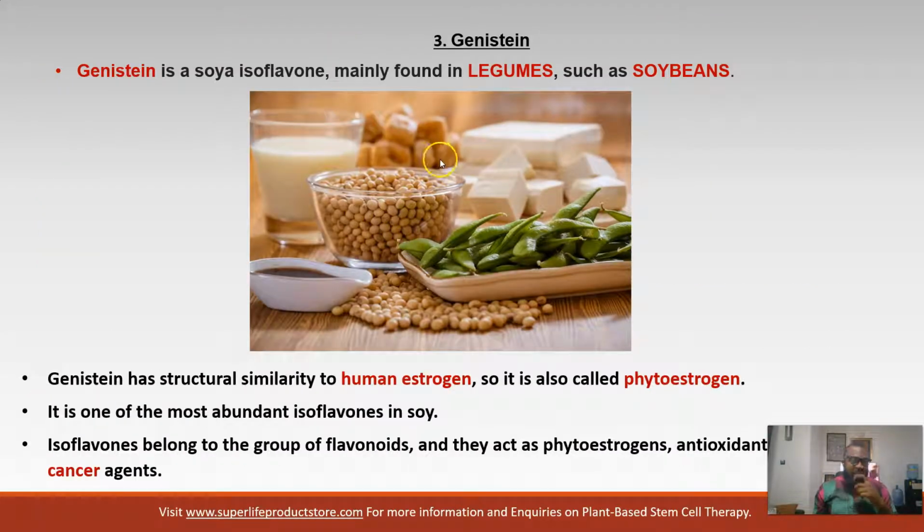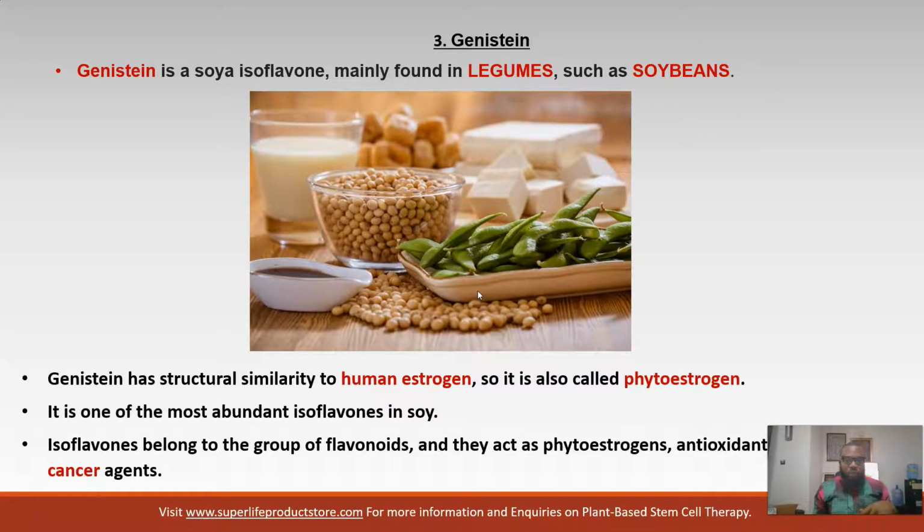And then we have the genistein. Genistein is basically isolated from soya beans and other legumes. It has structural similarity to human estrogen, which you find in women. Women have hormones called estrogen, which basically makes them women. So we call this phytoestrogen. It's one of the most abundant isoflavonoids in soybeans, and it belongs to a group of flavonoids. It's very wonderful. It's a very strong antioxidant, and it is a strong anti-cancer agent. And this too has been very effective in plant-based stem cell therapy.